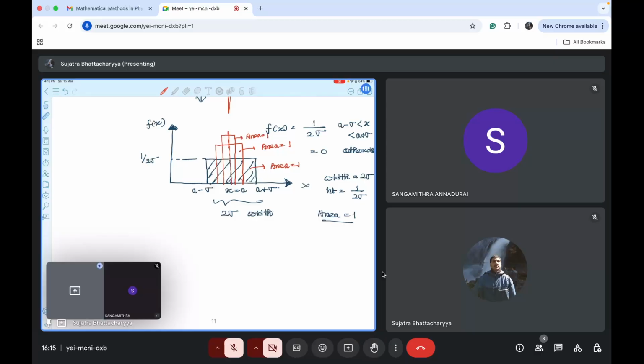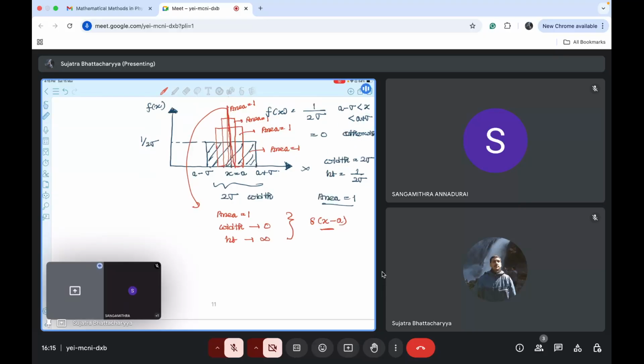So finally you get something like this, which also has area equal to 1. For this case, you have area equal to 1, no doubt. The width will be tending to 0 and the height is tending to infinity. This is what you call the Dirac delta function. So from a rectangular function, we just squeeze the width and increase the height to keep the area the same. And this is how we approach the Dirac delta.